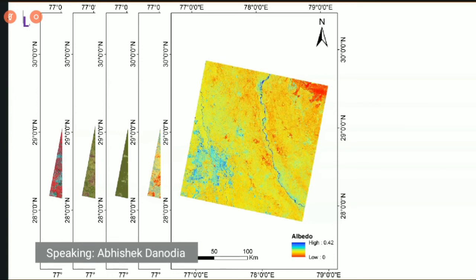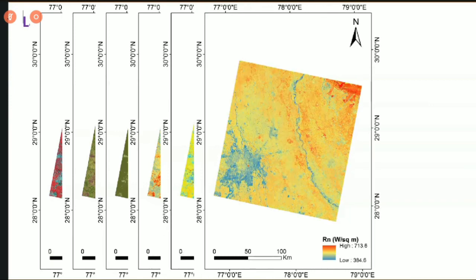Now come to the net radiation. Your net radiation is the total of incoming and outgoing radiation, and as I already discussed in my earlier slide, you have to compute incoming short wave, outgoing long wave, and incoming long wave, and their details are available. Using that you can generate the image of net radiation for a particular area or your particular satellite data.